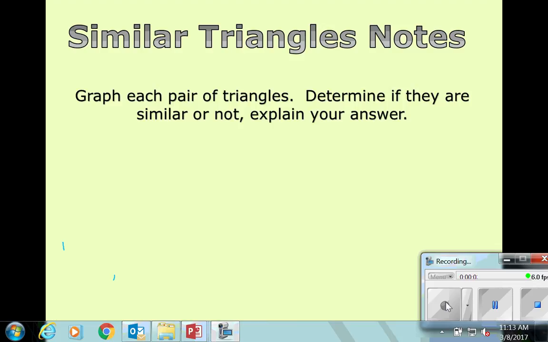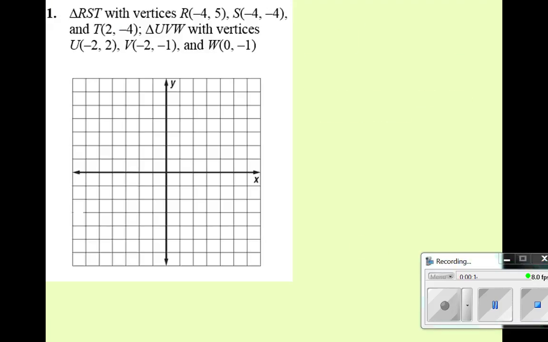We're going to look at similar triangles today, and the first thing you have to do is graph each pair of triangles and determine if they're similar or not, and then explain your answer. And here's our first example. Triangle RST with vertices R, S, and T, and you're comparing it with triangle UVW with the given vertices.